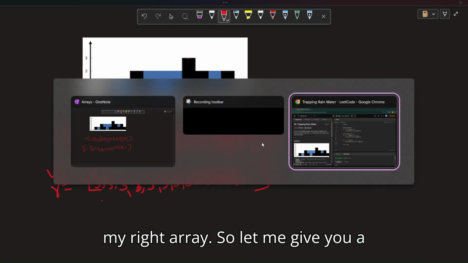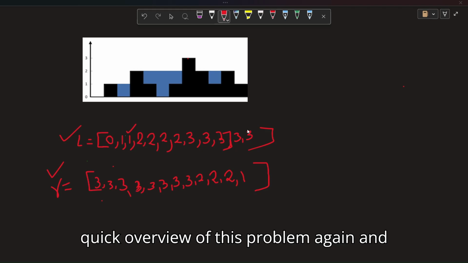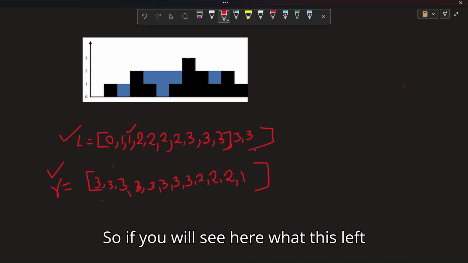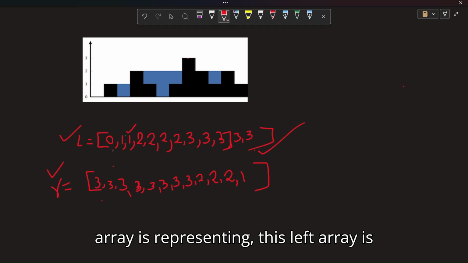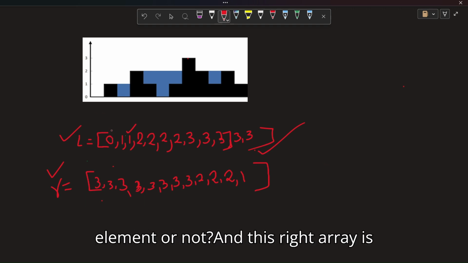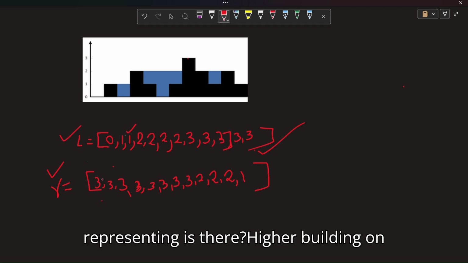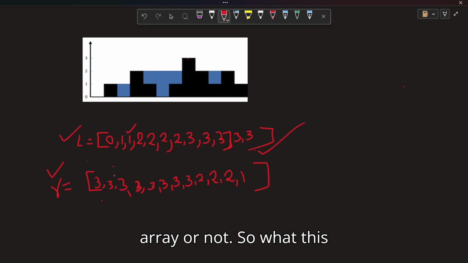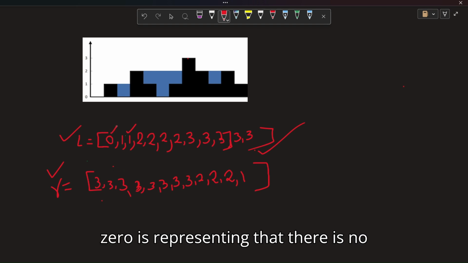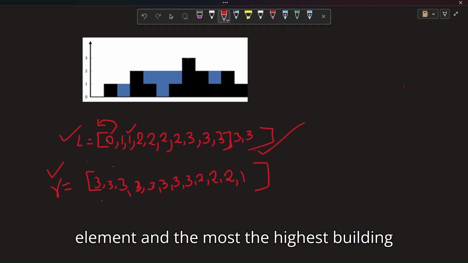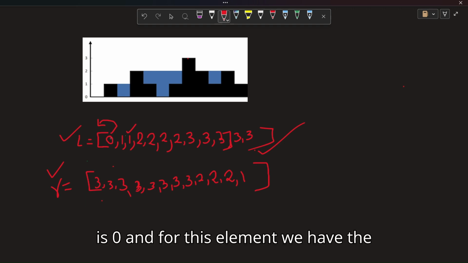So let me give you a quick overview of this problem again, and I will explain it very clearly this time. If you will see here, what this left array is representing: it is representing whether there is any higher building on the left side of every element or not, and this right array is representing whether there is a higher building on the right side of every element of the array or not. So what this 0 is representing is that there is no higher building on the left side of this element, and the highest building is 0. And for this element we have the same condition.